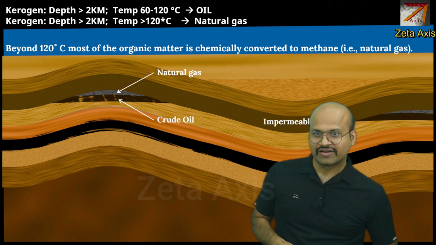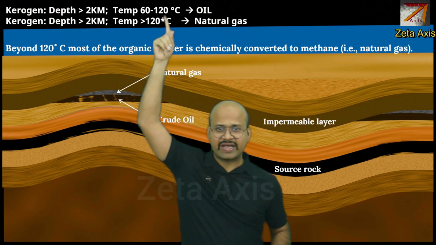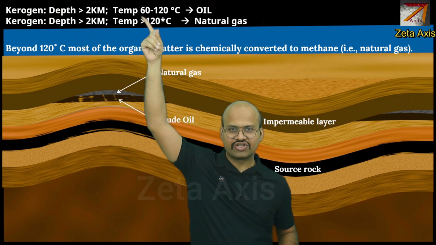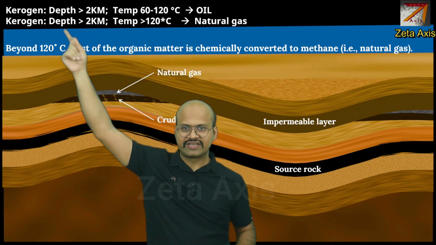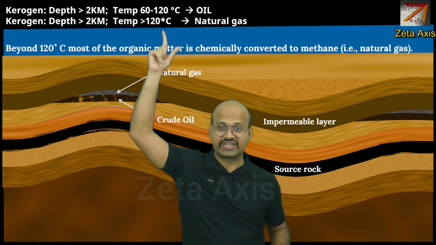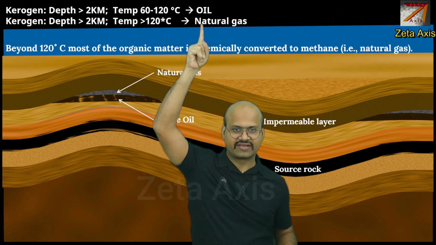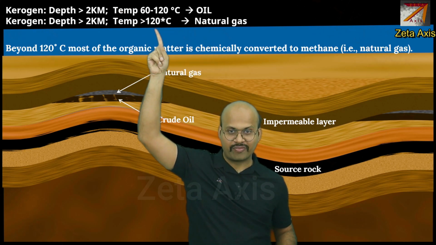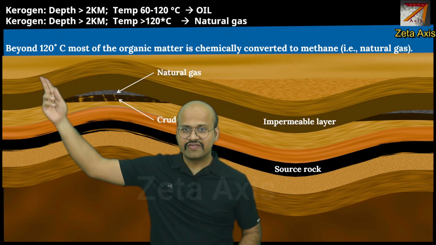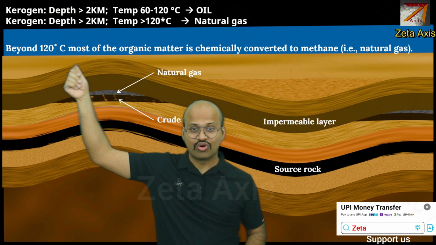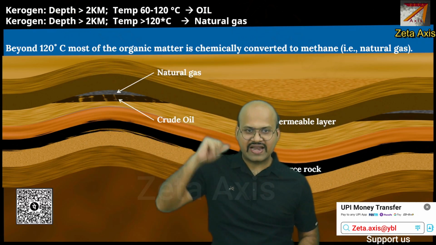So we can see that when the kerogen is at a depth of greater than 2 km and the temperature is from 60 to 120 degrees Celsius, then we get oil. But when kerogen is at a depth greater than 2 km and the temperature is greater than 120 degrees Celsius, then we get natural gas. So this is the window for formation of gas and this is the window for formation of oil. Here we can see that beyond 120 degrees Celsius, most of the organic matter is chemically converted to methane, and that is why we get natural gas.